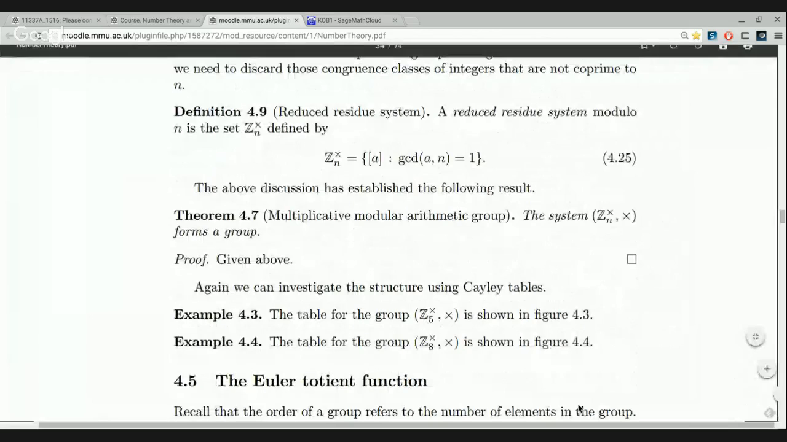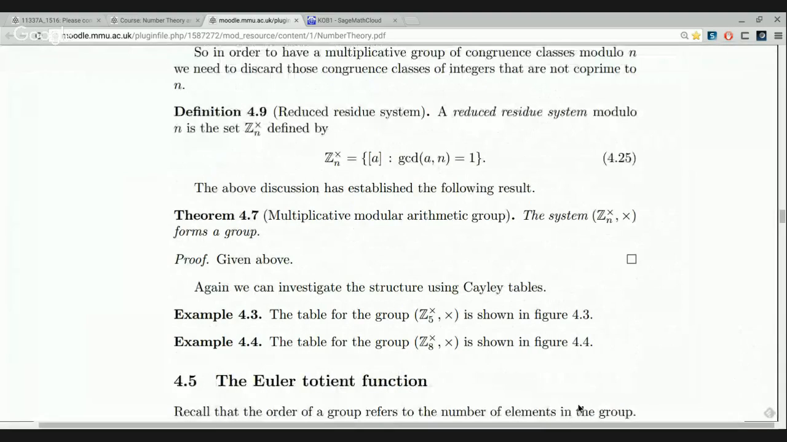Okay, so we've introduced this relationship of congruence modulo n, and we found that when we formed this reduced system of congruence classes modulo n, we had a set which formed a group under the operation of multiplication of congruence classes. Okay, so this is the end of chapter 4, the last couple of pages, page 30.